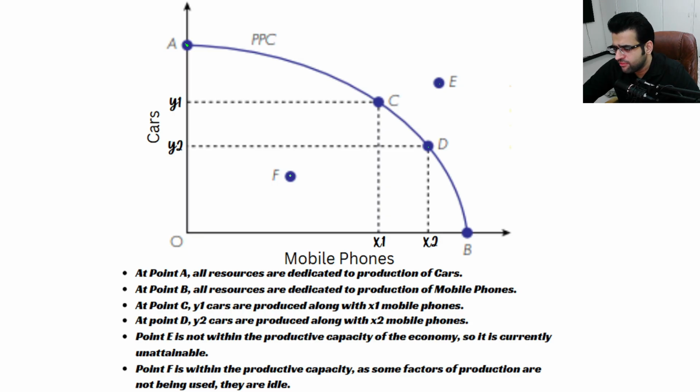And the point F, which is inside the PPC, this is within the productive capacity, but all factors of production, all resources are not being used, they are underutilized, and this point is idle.